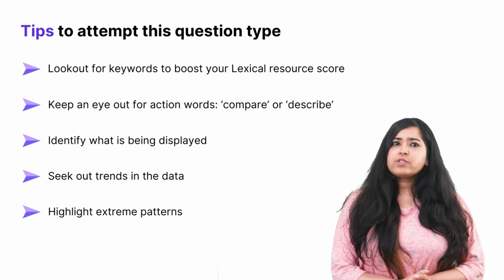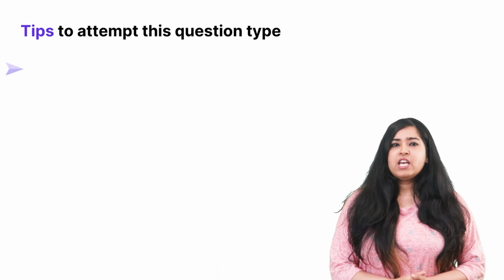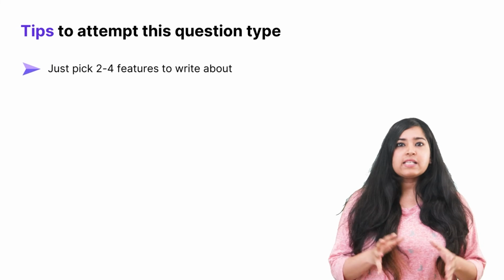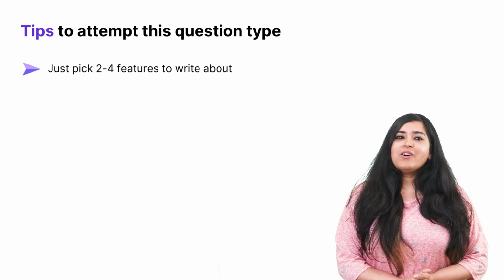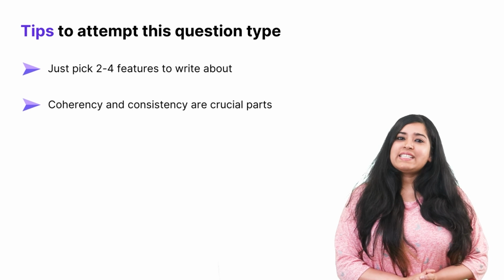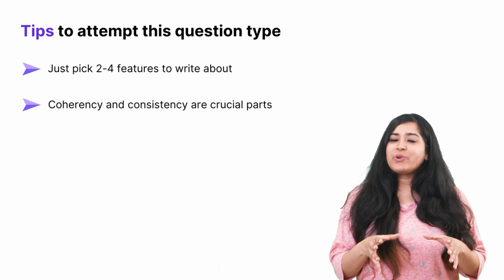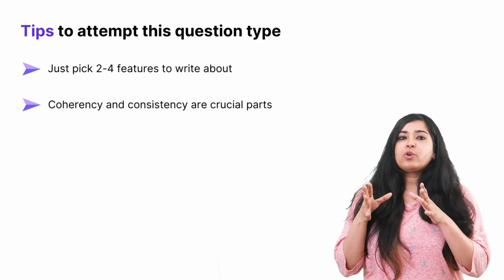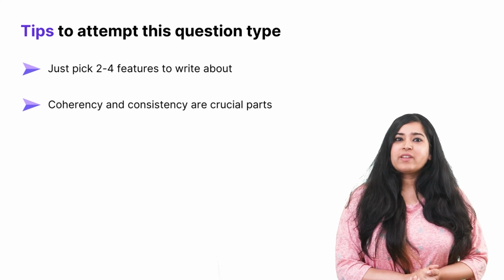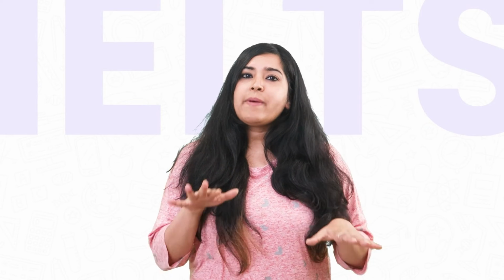Remember, you do not have to write out every feature that you see. Just pick out 2 to 4 max and split it between 2 paragraphs. Also, remember that coherency and consistency are crucial parts which will significantly contribute to your score. Proper paragraphing and logical organization are a must as well. Just stay focused on maintaining a well-balanced overview of all the charts without overlooking any significant details or trends.